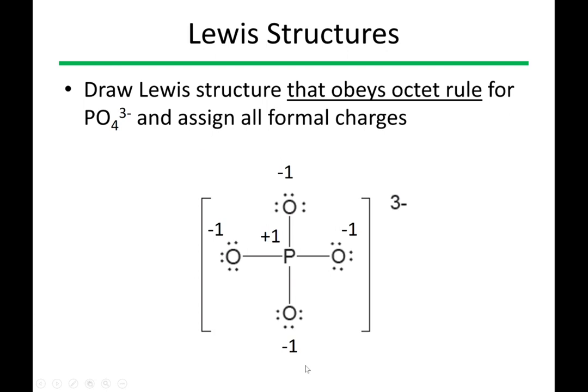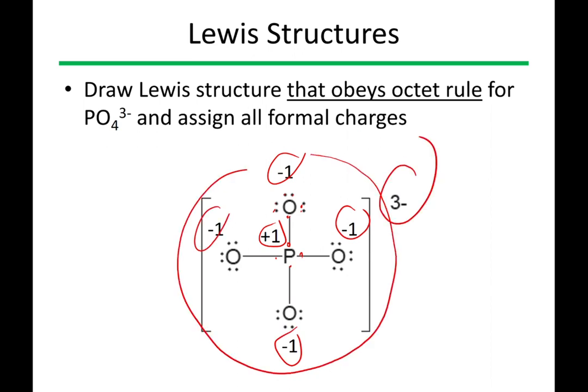And if we're doing the formal charges, the phosphorus wants 5. It has 1, 2, 3, 4, so that's a +1. And all of these oxygens, they want 6, but they have 1, 2, 3, 4, 5, 6, 7. So all the oxygens are -1. This is okay because all of these charges add up to -3, which is the charge for the phosphate ion. And so this is a Lewis structure that obeys the octet rule for phosphate.